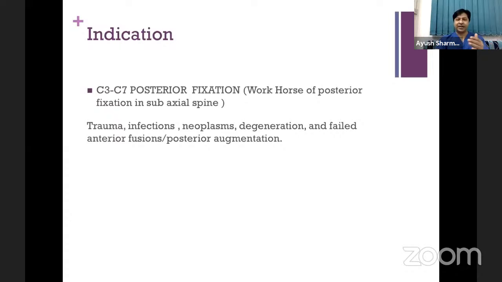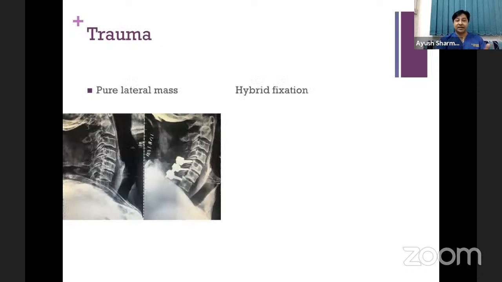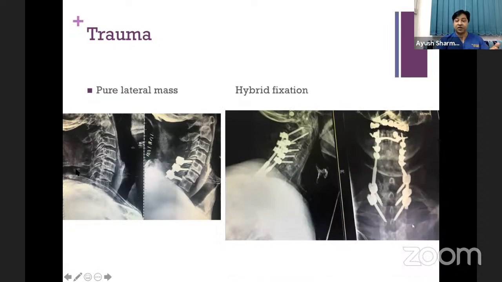When it comes to indication, as I told you, it remains our workhorse for any posterior cervical spine fixation from C3 to C7. You can use it in case of trauma like this. It could be a pure lateral mass fixation, as in this case of facet subluxation, or it could be hybrid fixation, where lateral mass becomes a part of the fixation in this complex ankylosing spondylitis fracture.